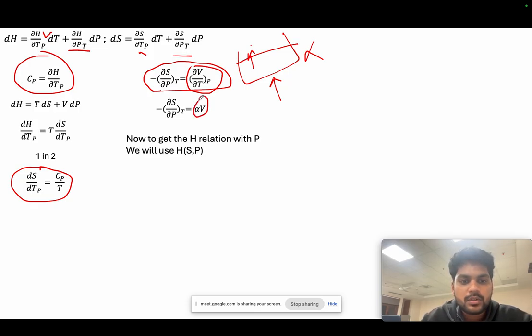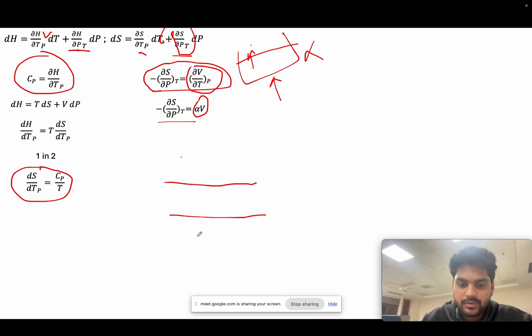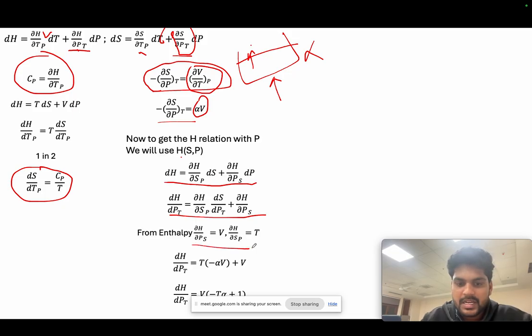Okay, so now to get the H relationship with P, we've got the P. Now to get H, we will use some other expression. I have taken enthalpy as a function of entropy and pressure, and then applied constant pressure. Once constant pressure is applied, we already know this parameter. If you apply this parameter here, you will come to this equation.